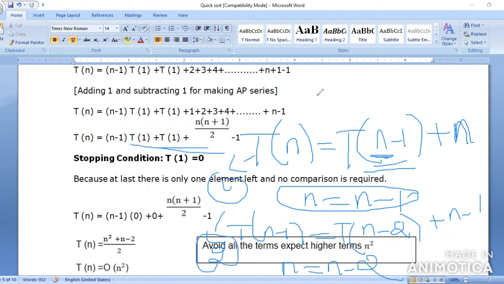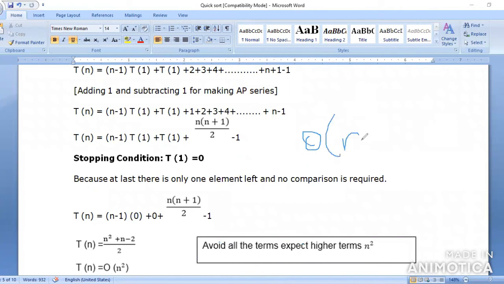T of n will be equal to n into n minus 1. It's correct. You are checking the number of elements except the pivot element against the given key value. So T of n will be equal to n into n minus 1 by 2. So what is the answer here? N square minus n. You only take the higher order complexity. So what is the worst case? In the worst case, we are doing order of n square.